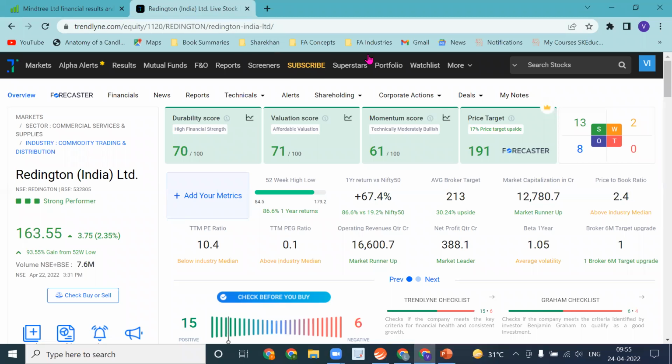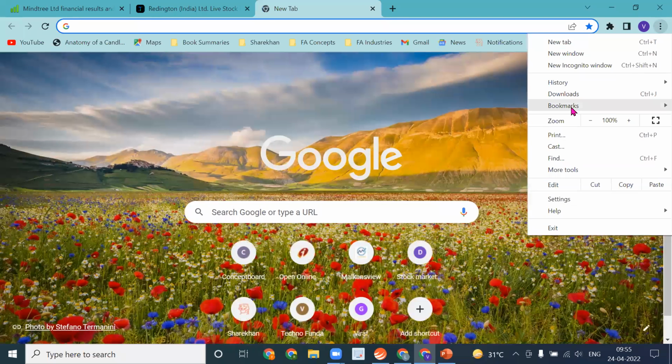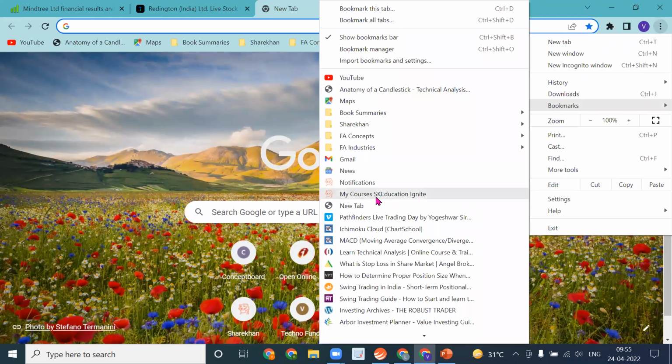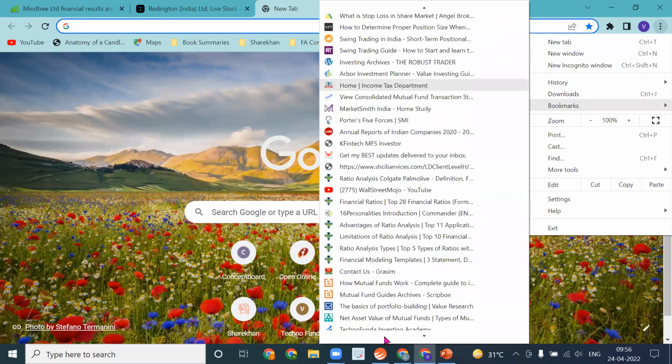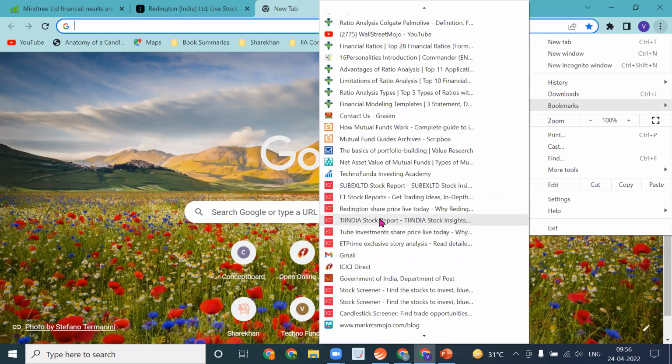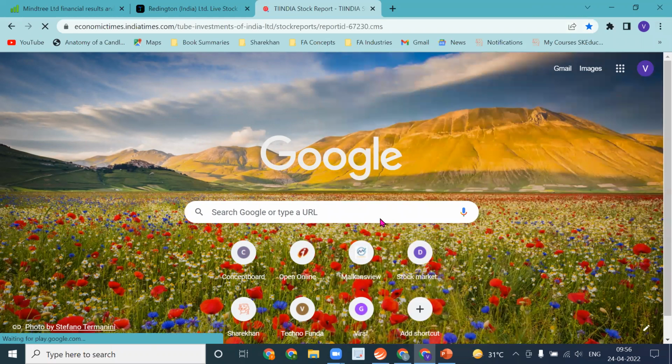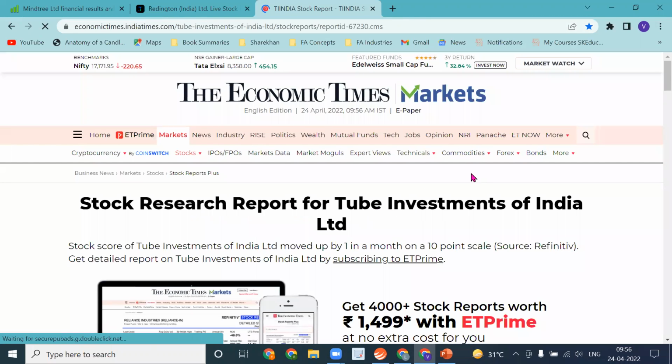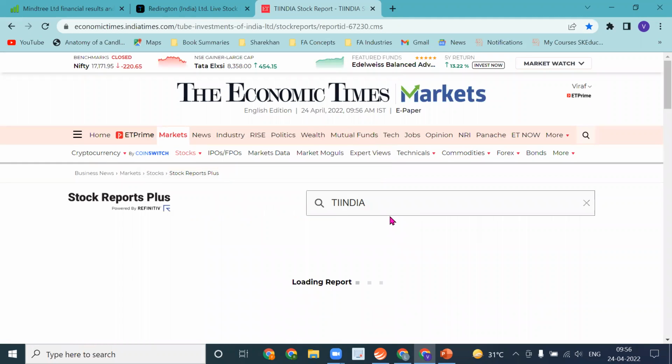Okay, I'll show you that ET status also. Just give me a minute. This you can buy for how much? It is just 1499. Just now I can see that. Now I'm seeing which one it was. Redington.